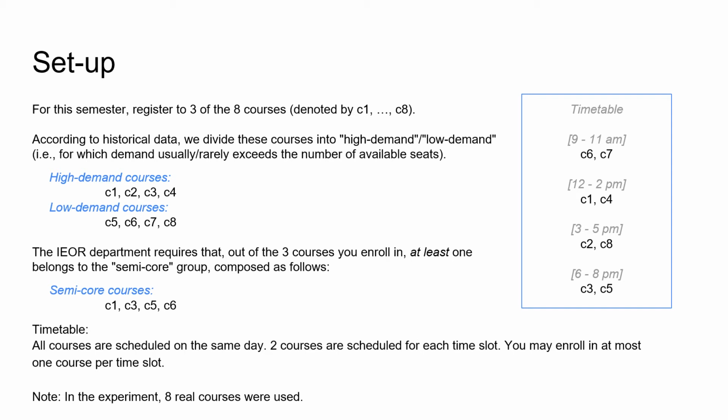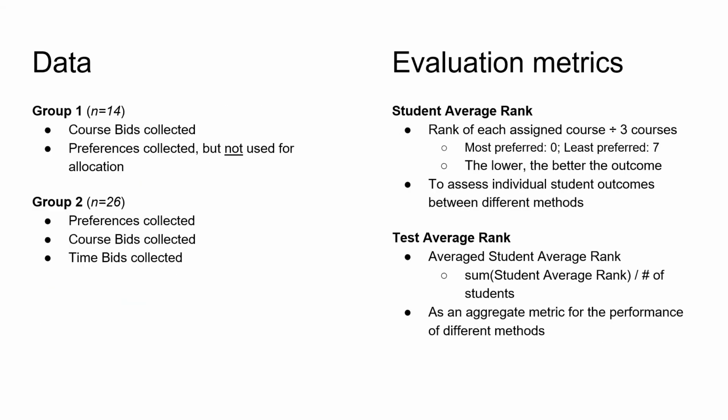The participants were then given the following information. Firstly, they were informed of the course's historical demand. Secondly, each participant must enroll in at least one class from the semi-core group. Lastly, participants were provided with a timetable of course timings, where they can enroll in at most one course per time slot. We divided our participants into two groups and provided them with slightly different instructions.